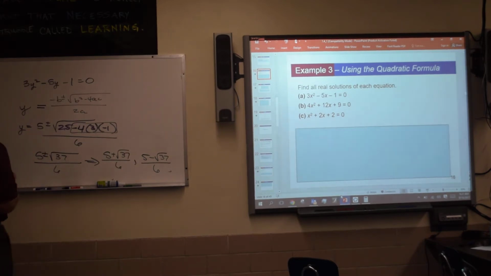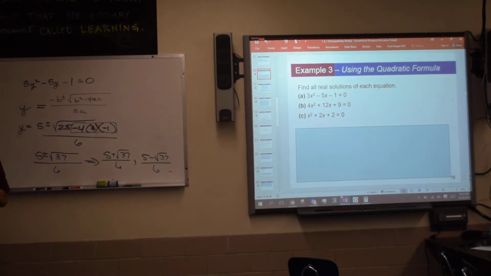So 37 is prime, so this doesn't simplify any. That's my solution. Okay? Pay attention to how they want you to write your answers. They might say leave it in simplified radical form. They might say round to the hundredths place or thousandths place or something like that. So just be cautious of that. So that is what y is equal to. Is everybody okay with that? All right.